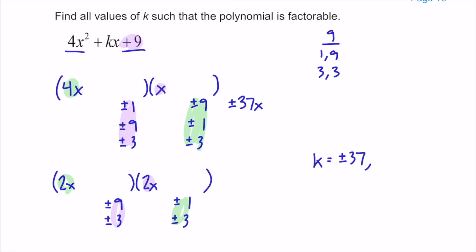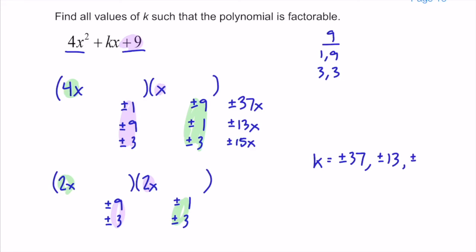Now with the next one, I've got 4 times the 1 gives me 4, and 9 times the 1 gives me 9. 4 and 9 add to make 13. So this term is going to give me plus or minus 13x, which means my k is plus or minus 13. Then for the last one, 4 and 3 multiply to make 12. 1 and 3 multiply to make 3. 12 plus 3 gives me 15. So this middle term will be plus or minus 15x.